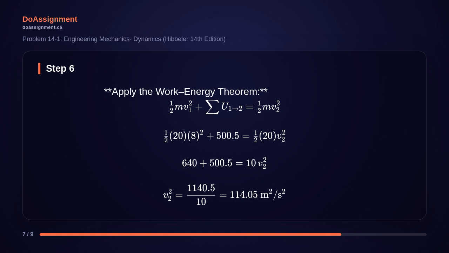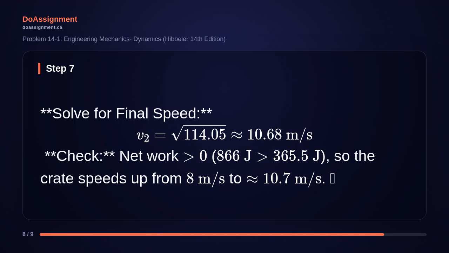Setting this equal to 1/2 times 20 times v sub 2 squared and solving gives v sub 2 squared equal to 114.05 meters squared per second squared. Taking the square root of 114.05 gives a final speed of approximately 10.68 meters per second.